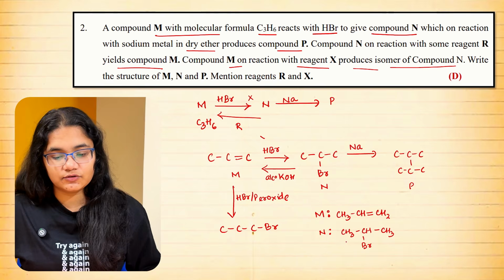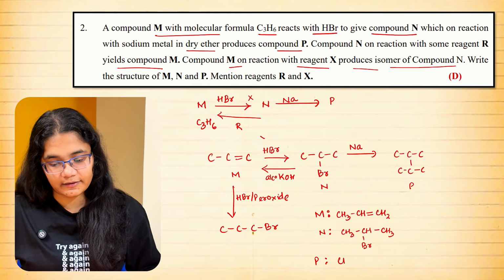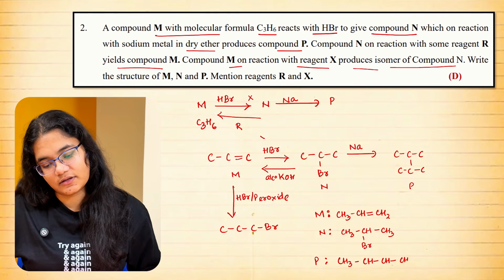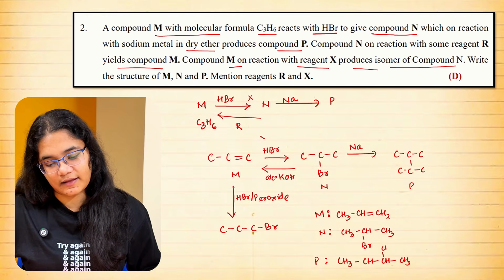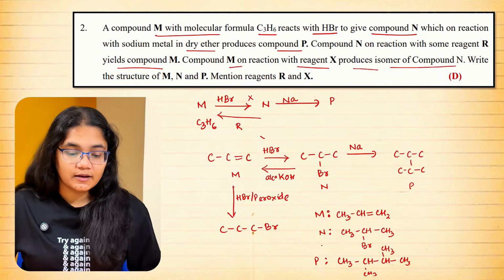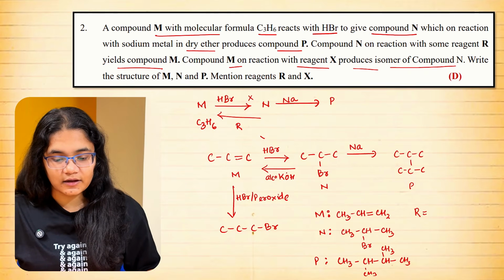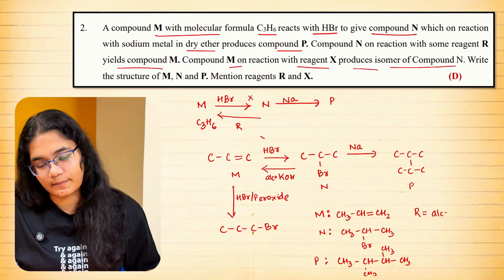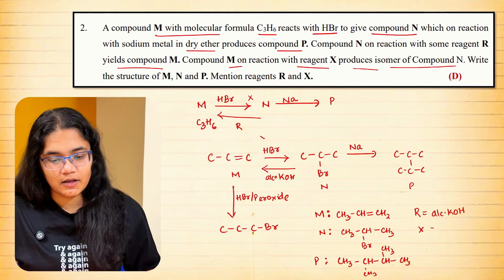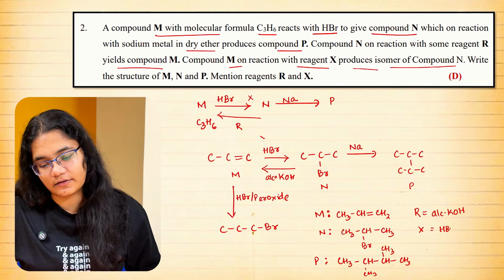Okay. Next, what is P? P is, I can write like this, CH3 CH CH CH3. Here we have CH3 and here we have CH3. Okay. Next we have R, and what is R here? Alcoholic OH. Okay. And then X. X is your HBr peroxide.